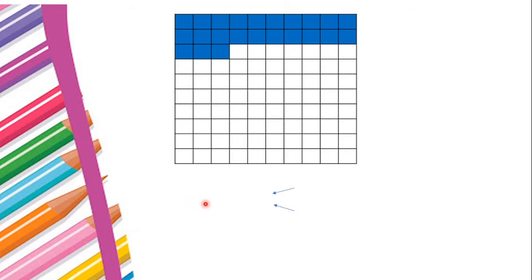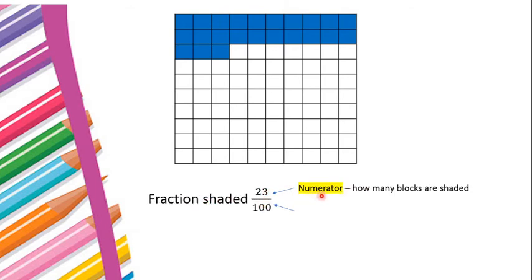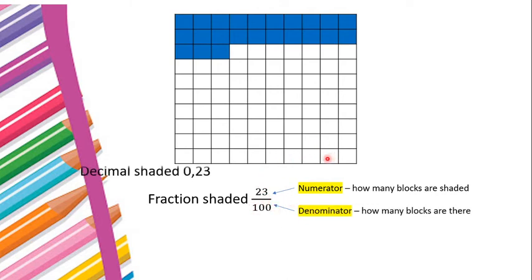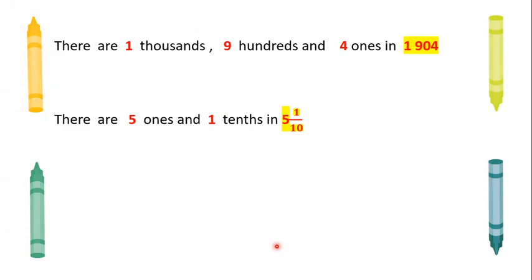The fraction shaded is 23 over 100. The numerator: how many blocks are shaded? 23 blocks are shaded. The denominator: how many blocks are there? There are 100 blocks. So the decimal shaded is 0,23.